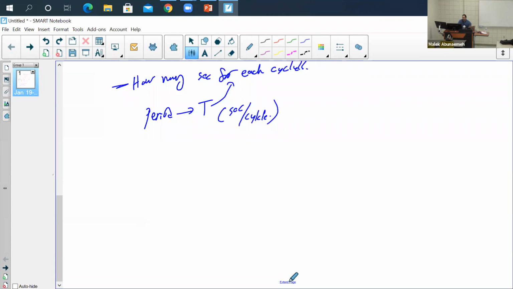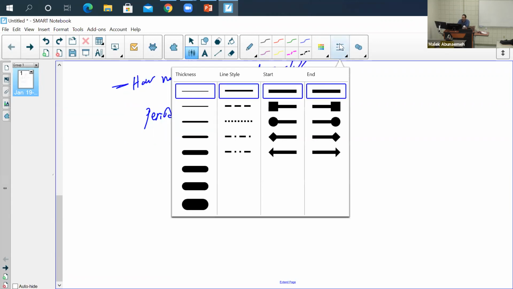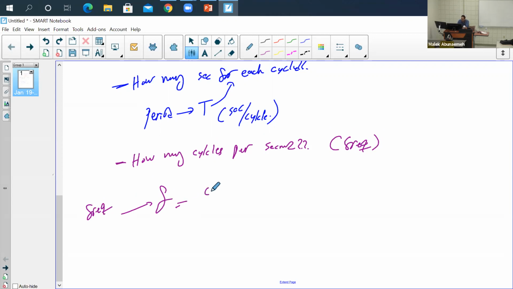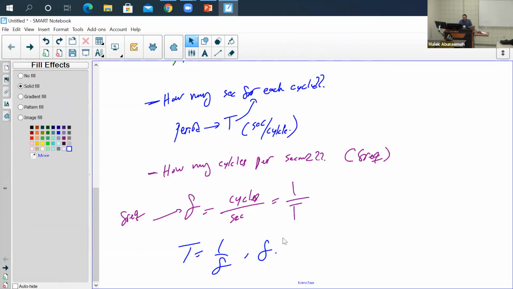Now let's say we have a question asking how many cycles you have per second. That's when we talk about the frequency. Your frequency, F, is your cycles per second, which is the opposite of seconds per cycle, which is the period. So your period is going to equal 1 over F, and your frequency F is also going to equal 1 over the period.